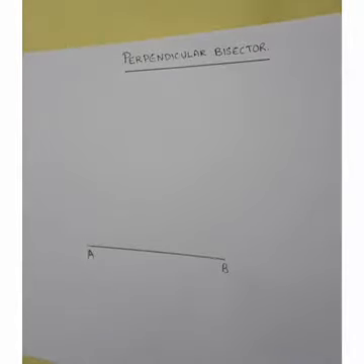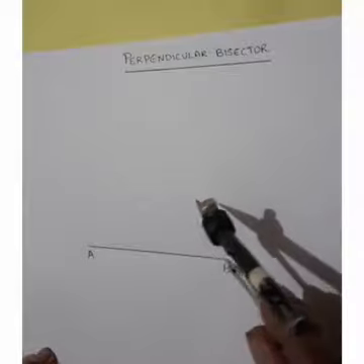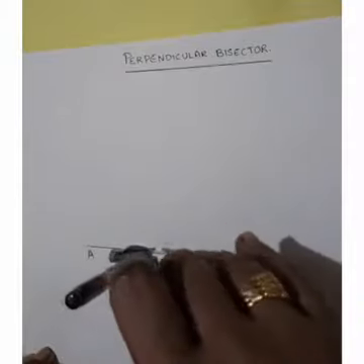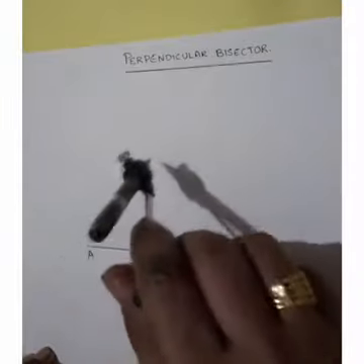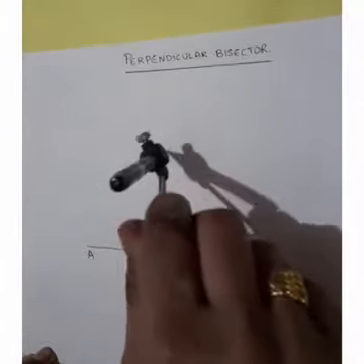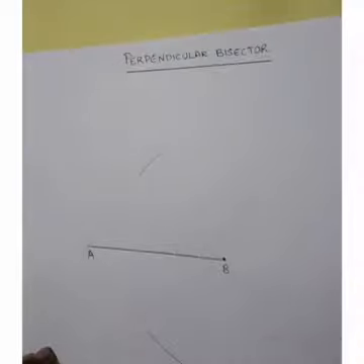So for that also, you have to take the compass, fix it with the pencil, and draw arcs taking B and A as centers and radius more than half of AB. With A and B as centers, take the radius more than half. This is half, so I take some more. Okay, more than half, and draw arcs on both sides of the line segment AB. Here one arc, down one arc, both sides of line segment AB.